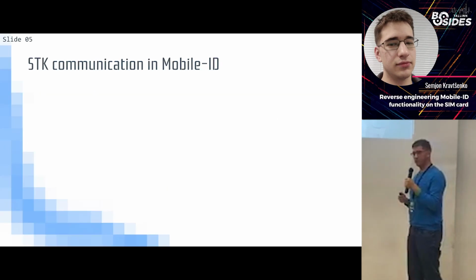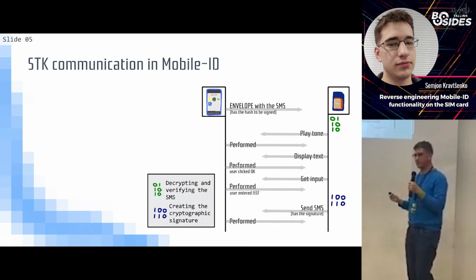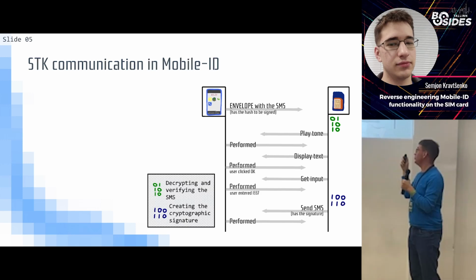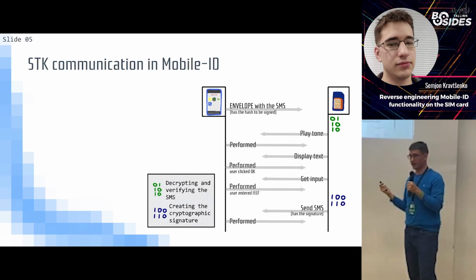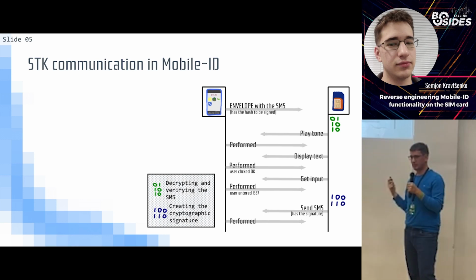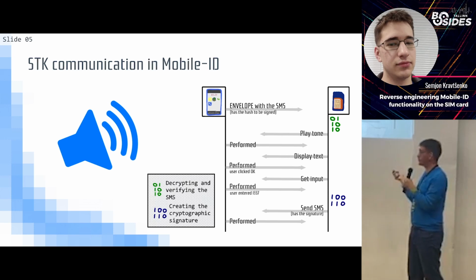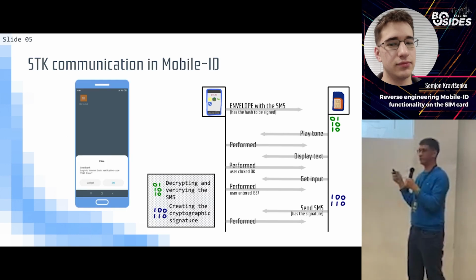Let's now see how it actually works in Mobile ID. So here you can see the general scheme. First of all, when the phone gets this message with the hash, it communicates it to the SIM card using an envelope command, the command that I mentioned. Then the SIM card asks the phone to play a tone. When the tone is played, the phone communicates the info back to the SIM card, and the SIM card asks the phone to notify the user of the transaction using the display text command. And that's the exact same prompt that we've seen before.